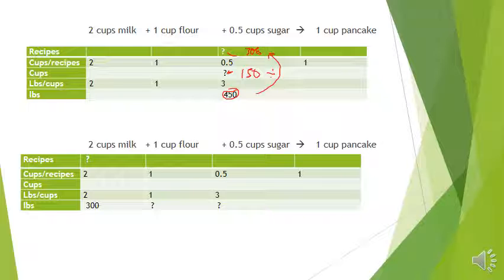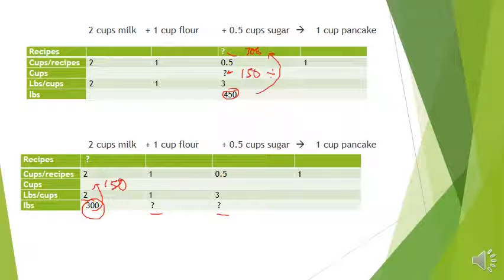All right, and finally, the last problem is if you have 300 pounds of milk, how many pounds of flour and pounds of sugar will you end up getting? We'll fill in the whole table just to see how this all relates. First of all, find out how many cups. Every time you do the recipe, you need 2 cups, so you divide the 300 into groups of 2. So you end up with 150 cups.